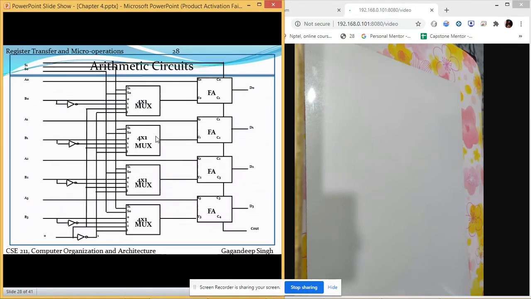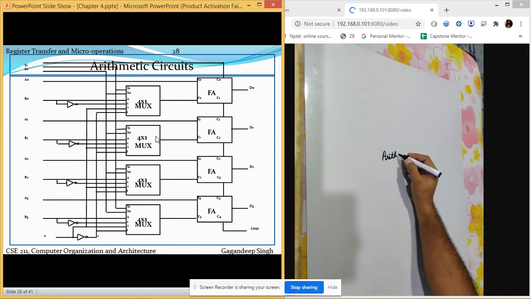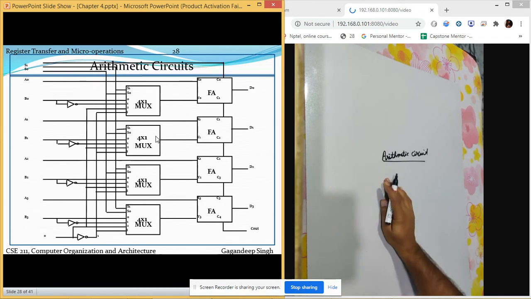Today's topic is the arithmetic circuit. We are going to make an arithmetic circuit which will perform seven different operations.